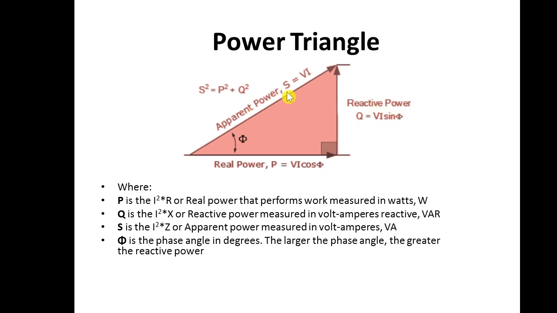And the apparent power S is equal to V into I, and the formula is V into I. Okay, then according to Pythagoras theorem we also say that S square is equal to P square plus Q square, means apparent power square is equal to real power square plus reactive power square. Okay, this is the resultant power.